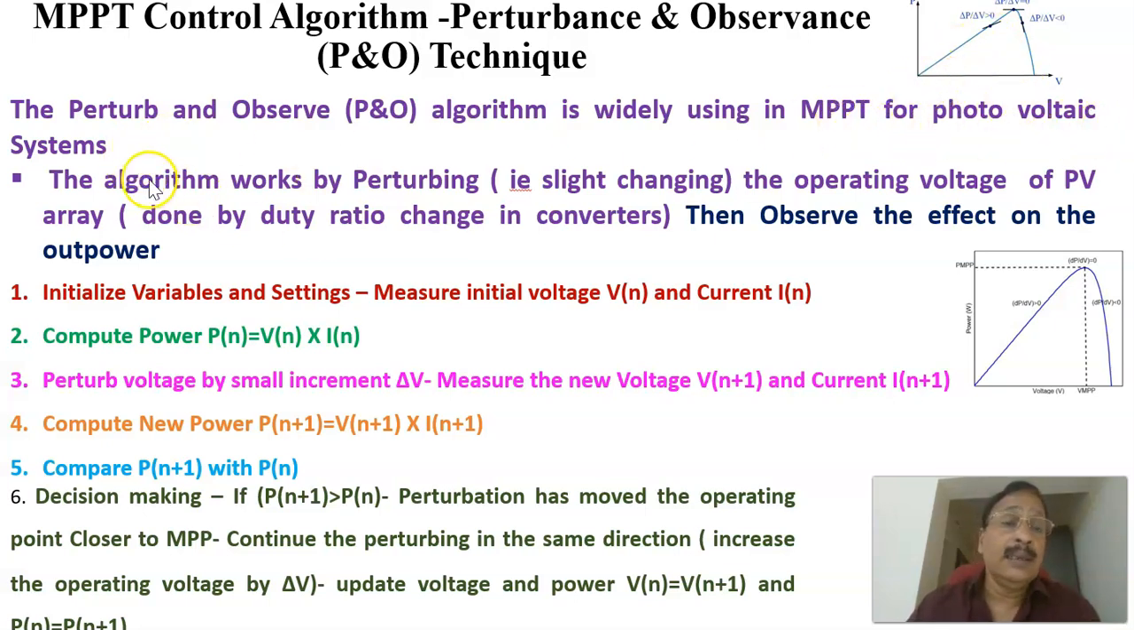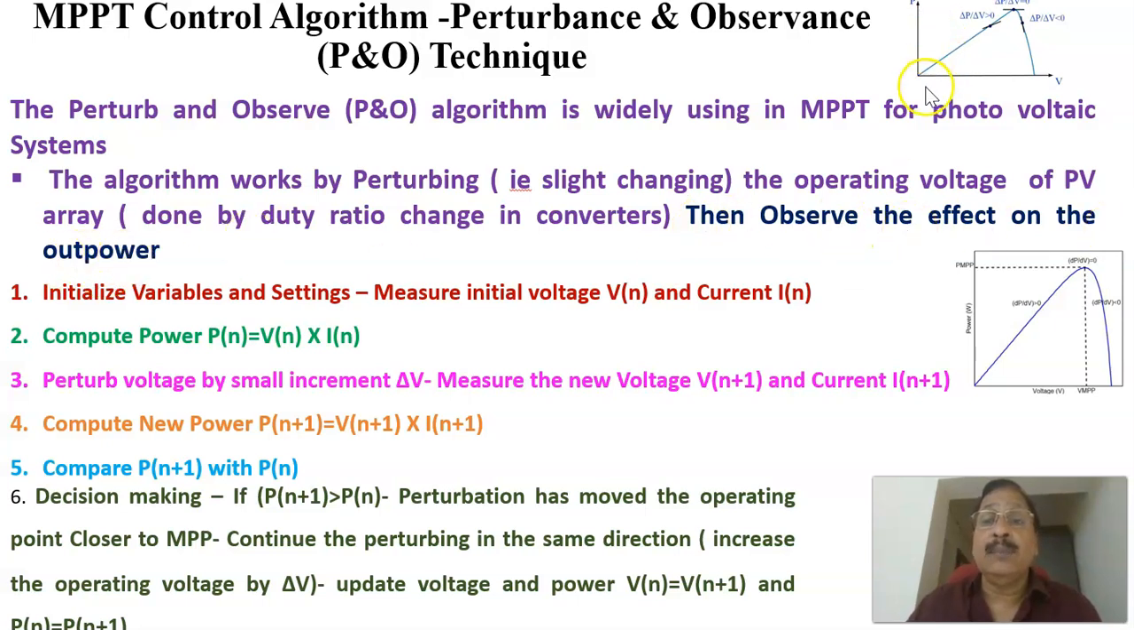Therefore, the algorithm works by doing a disturbance, a perturbation, slightly changing the operating point of the PV array by changing the duty ratio, then observing the effect on the output power.